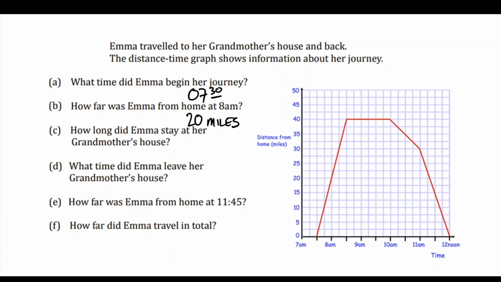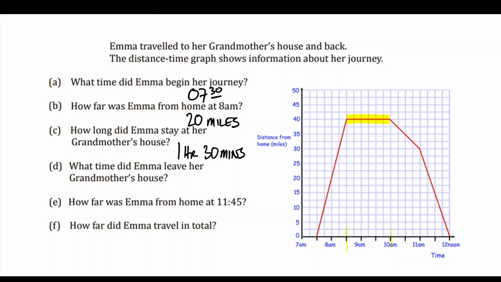How long did Emma stay at her grandmother's house? Well, here's the period of time where she was stationary. Her distance from home was not increasing, although time was ticking along. So this is the time she stayed at her grandmother's house. That's all the way from 8:30 through to 10 a.m. So that's 1.5 hours. 1 hour, 30 minutes.